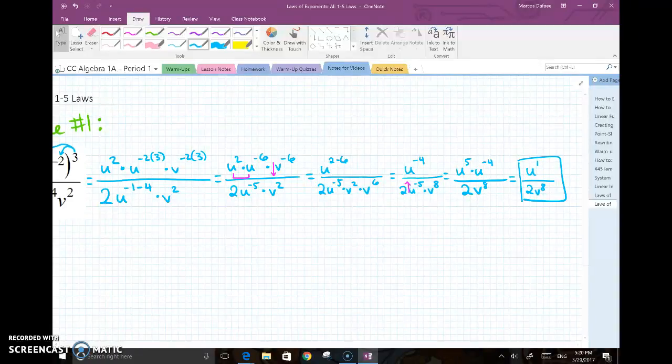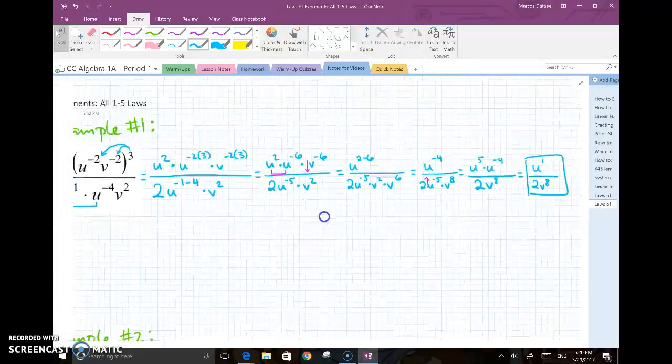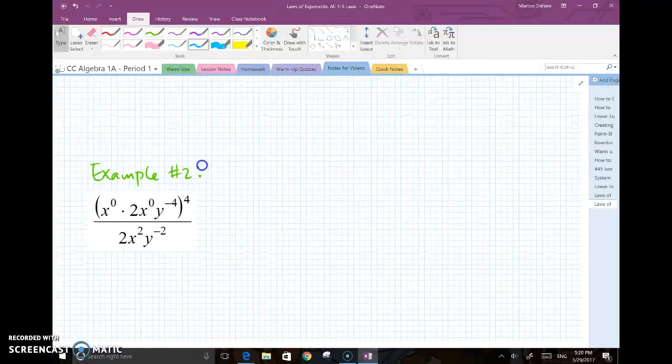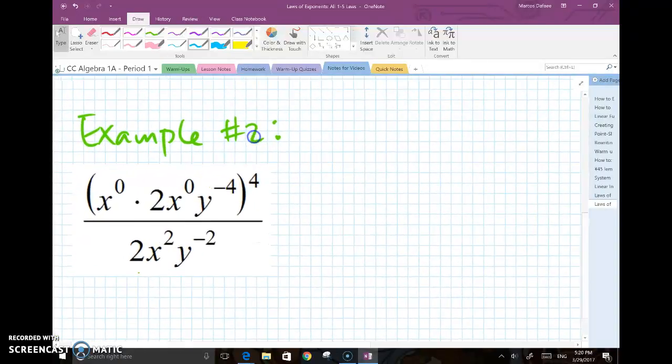There are other ways to do this, some shorter with less work, but maybe not as clear, some longer with even more detail, which is never a bad thing. So this is example 1. In example 2, let's take a look over here. In example 2, we have powers of 0.